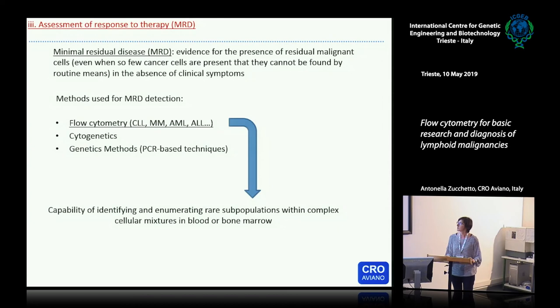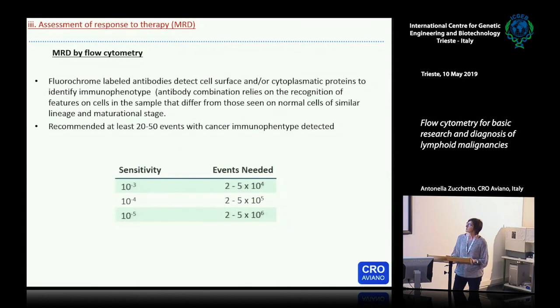The strength of flow cytometry is the capability of identifying and enumerating rare subpopulations within a complex cellular mixture in blood or bone marrow. By flow cytometry, you need labeled antibodies versus cell surface or cytoplasmic proteins to identify an immunophenotype that relies on the recognition of features on cells in the sample that differ from those seen on normal cells that are similar for maturational stage and lineage. So you need some specific antibodies that are somehow different from the normal B-cell counterpart.